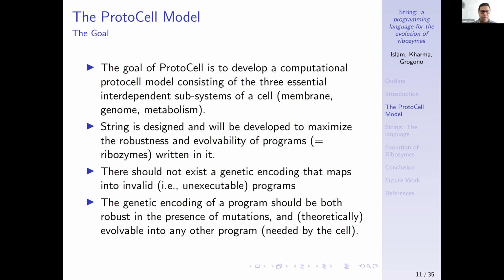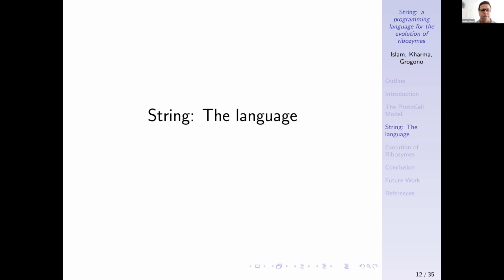The way we ensured robustness is that if we create a random genome using the codons of AUCG, any random genome can be translated to a program. Our translation process ensures that, and we'll talk more about translation later on. So let's talk more about the language itself.